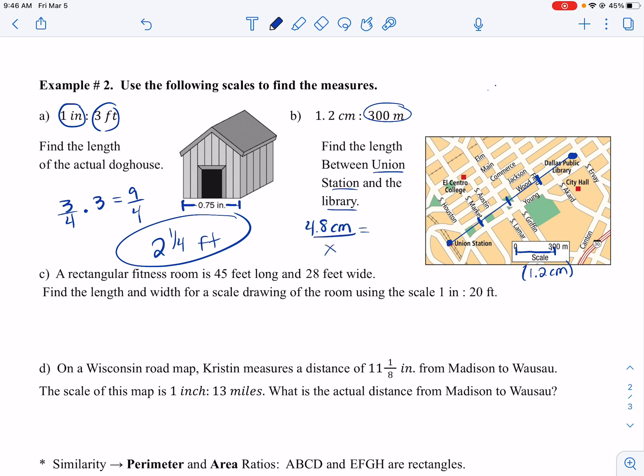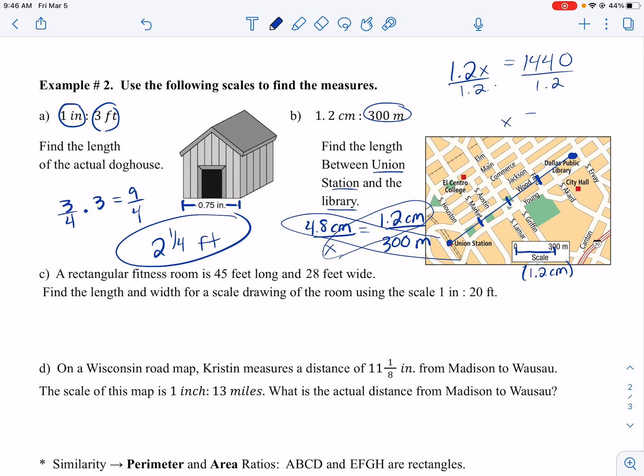to our actual length equals the 1.2 centimeters of our scale to 300 meters in the actual length. And then we'll cross multiply. We get 1.2x equals 1,440. Divide by 1.2, and we get x equals 1,200 meters. Actual distance from Union Station to the library.